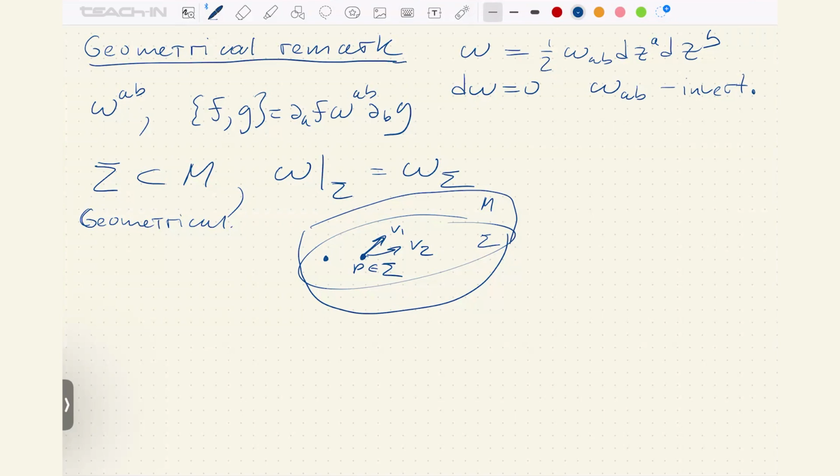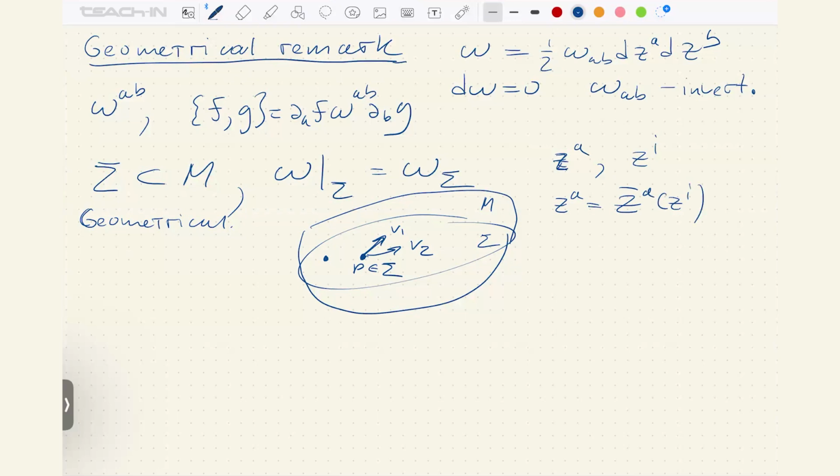Okay, you can also do it in coordinate terms. So ZA are coordinates on M. Let's say ZI are coordinates on sigma. It's not a very good convention, but economical. We use only one Z. What does it mean that sigma is a surface in M? It means that the embedding of this surface is defined, right? So it means that ZA are some functions, let me put bar here, of ZI.